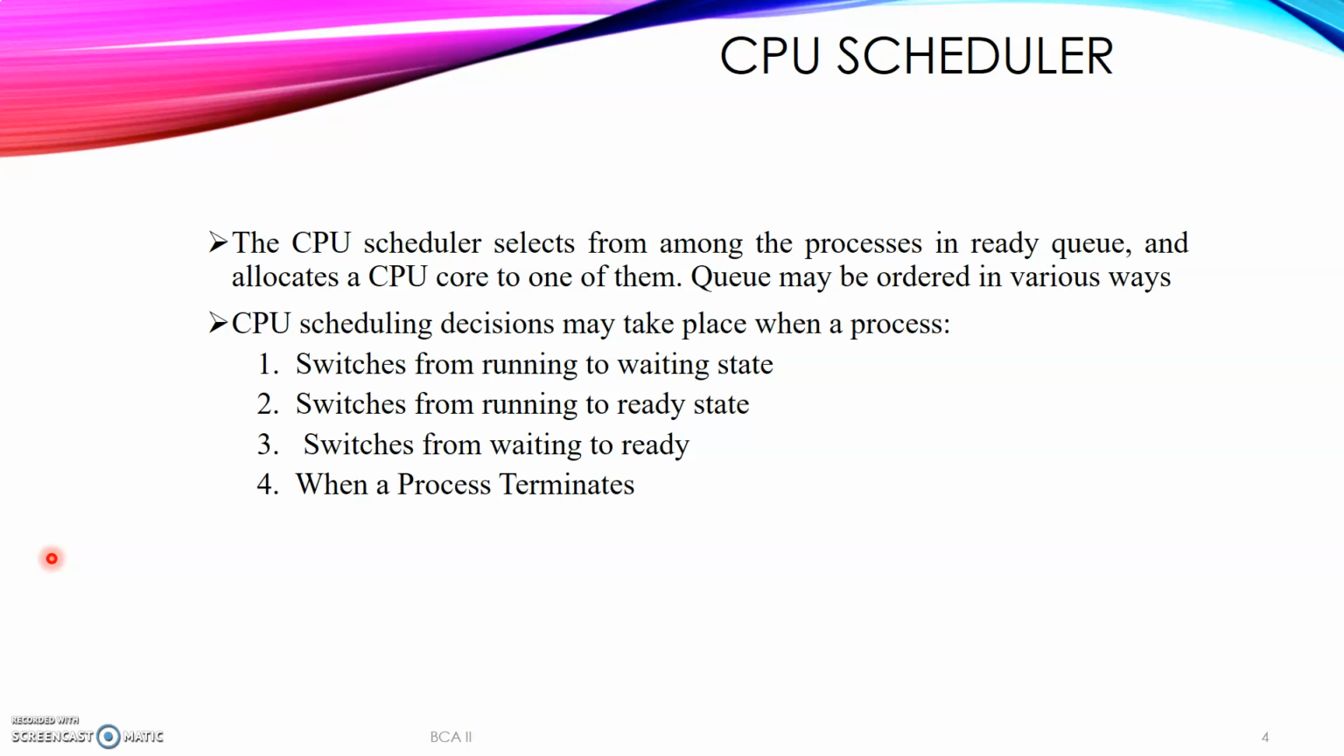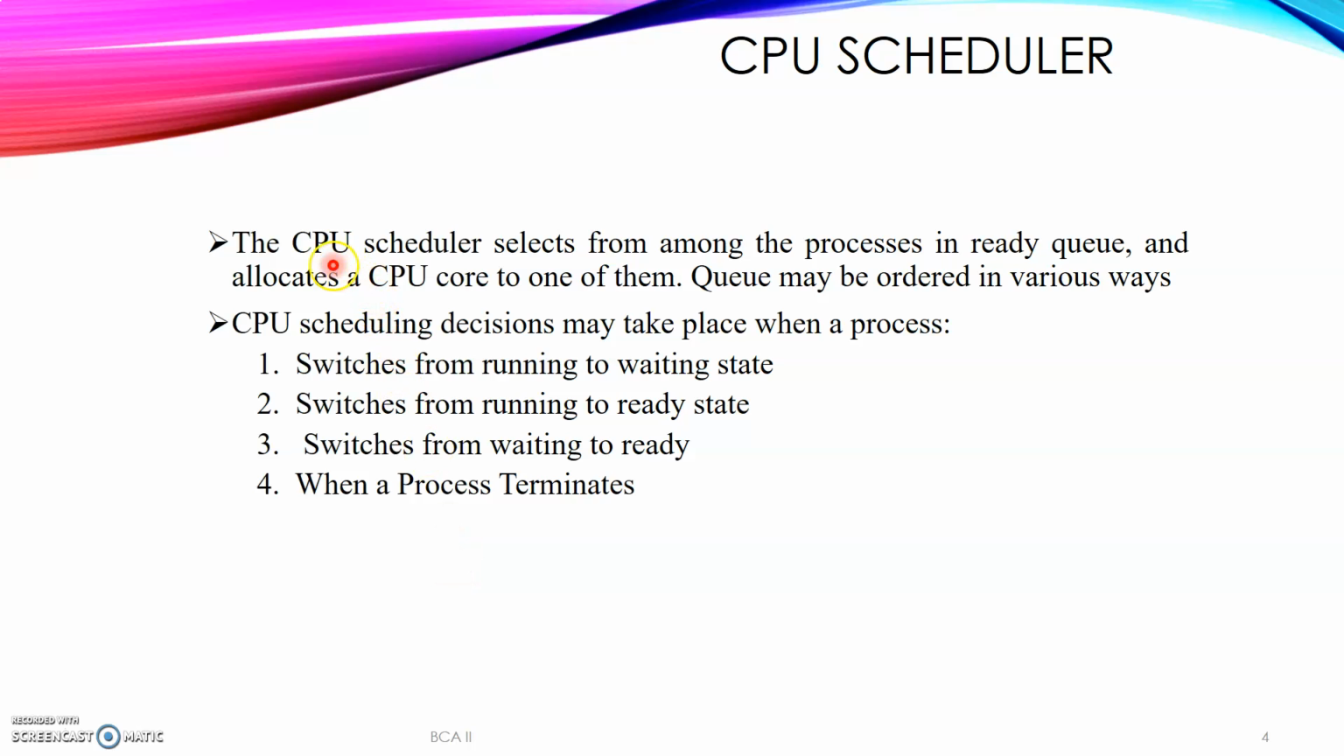Before going further, in order to understand what non-preemptive and preemptive scheduling are, you have to look into these four conditions. These are the circumstances in which the CPU works. So let's have a look at these four situations, and how CPU scheduling decisions take place. They take place under the following four circumstances.